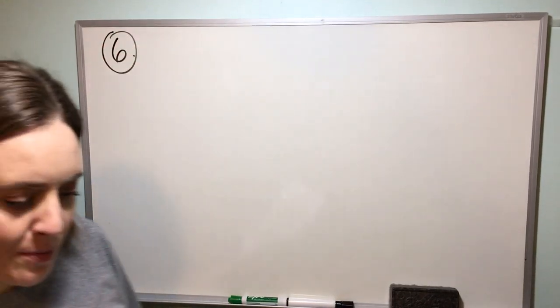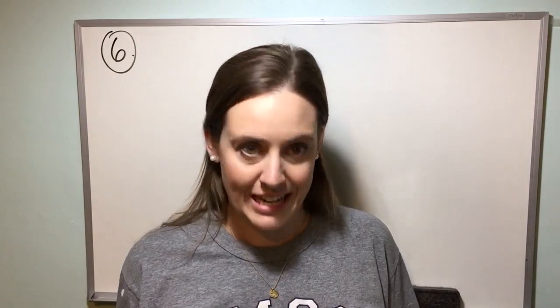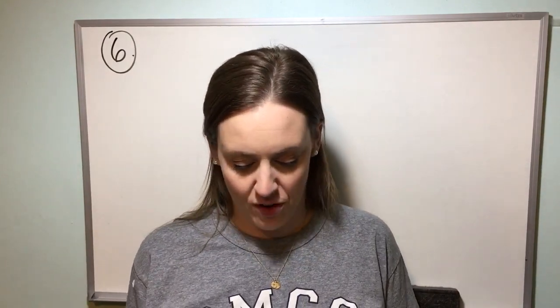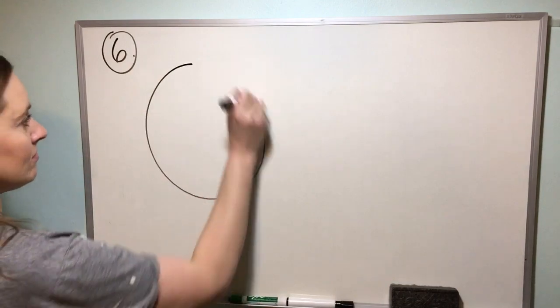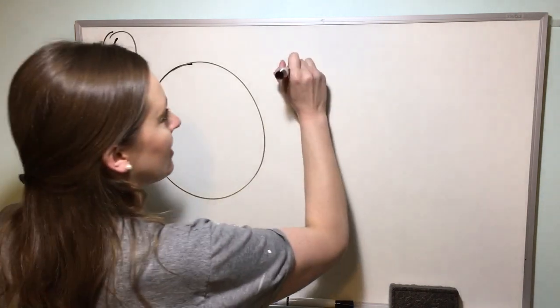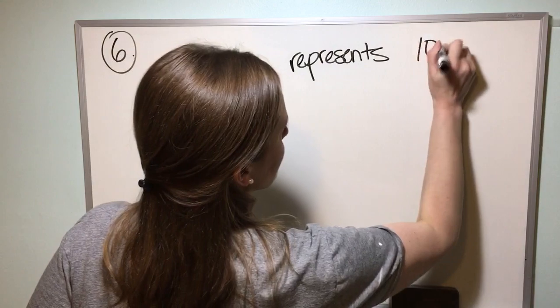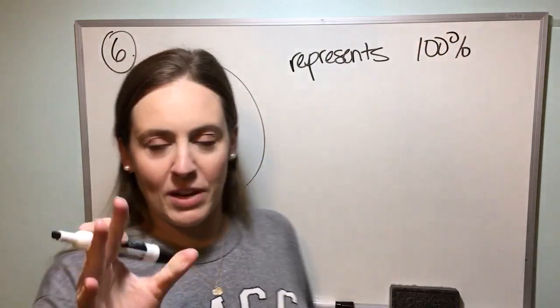So frequency tables are one way to talk about statistical data. Another way, and I'm sure you've heard of this before, is a pie chart, right? A pie chart. Pie looks like this. It's a circle. What does this entire circle have to represent? 100%.